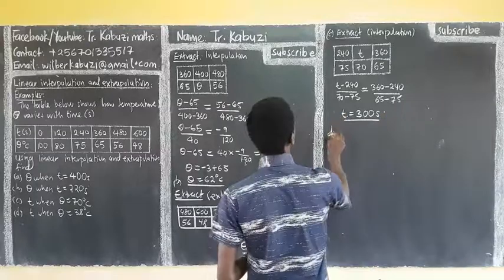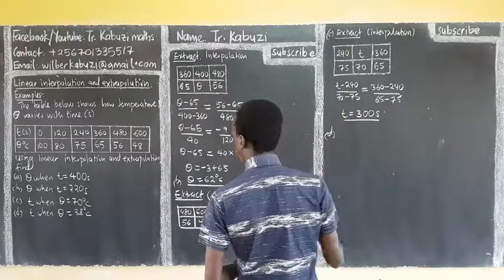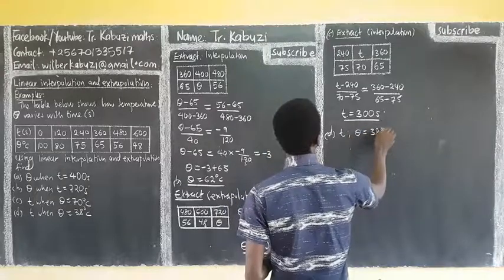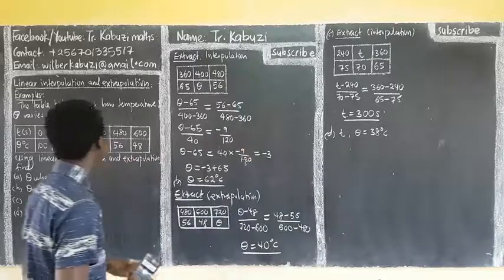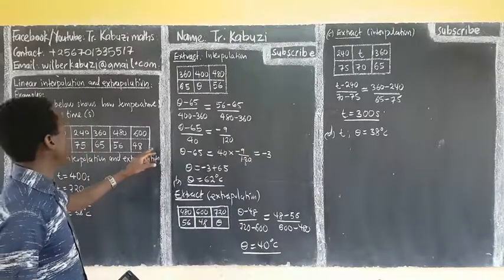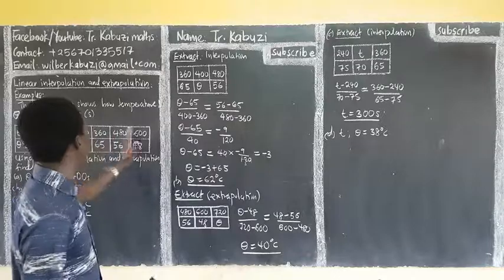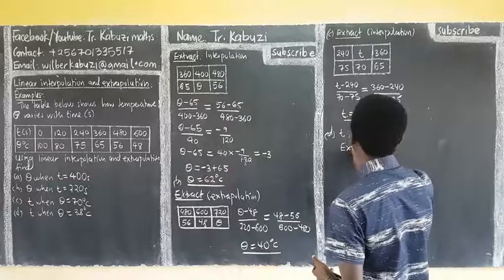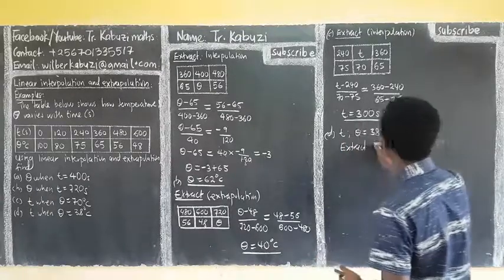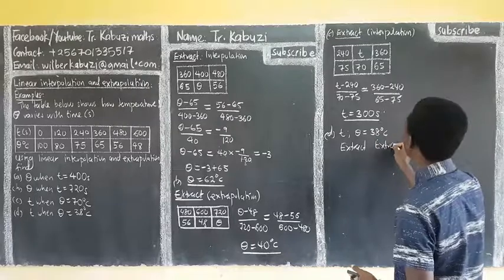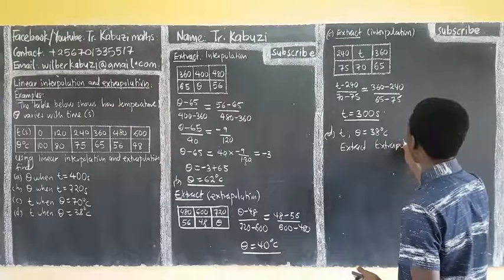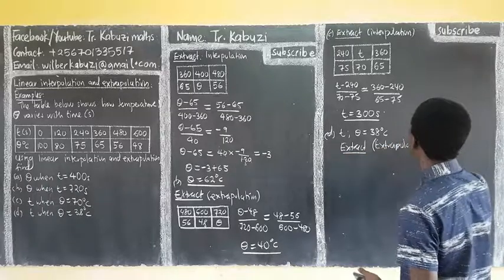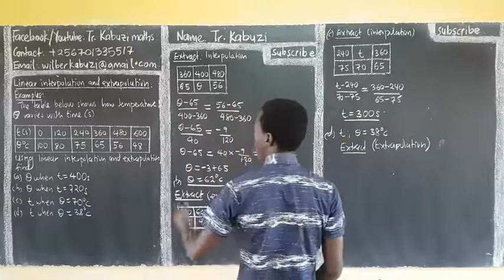Then part B, they want us to get T when theta is 38 degrees Celsius. 38, so that 38 is this side. So now we take this there. So now from there, I will pick now an extract. There I'm using extrapolation. Why? Because the value is outside this. So now I'll take these last two.